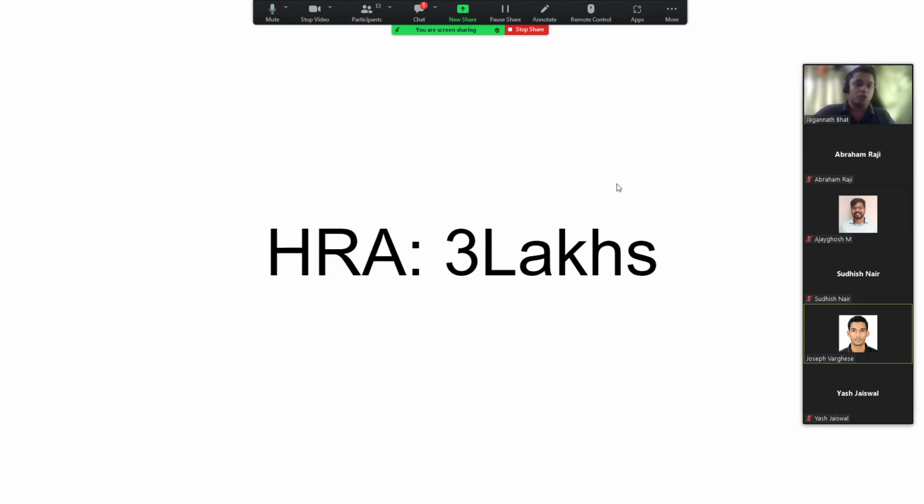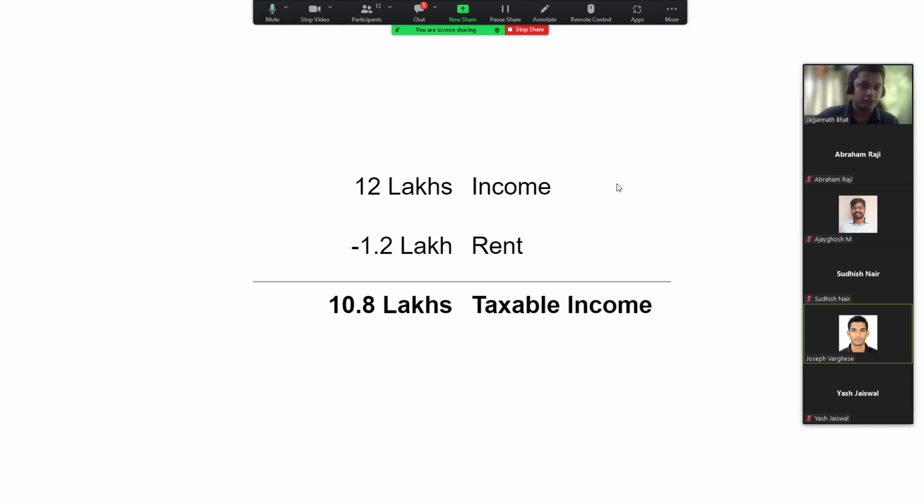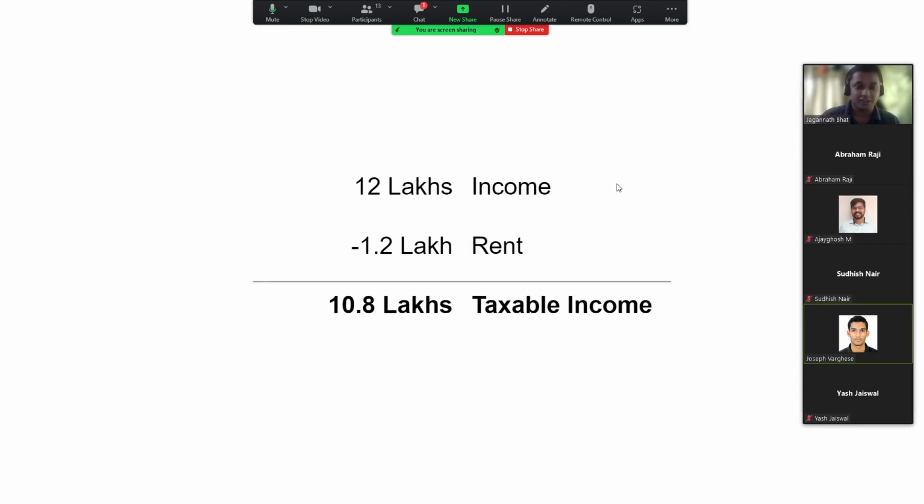Let's say, for example, you get 3 lakhs HRA from your employer. This means that the highest amount of HRA you can claim is 3 lakhs. What I mean by that is, let's say your rent is just 1.2 lakhs. You can reduce that from your income, and then your taxable income becomes 10.8. It's straightforward.